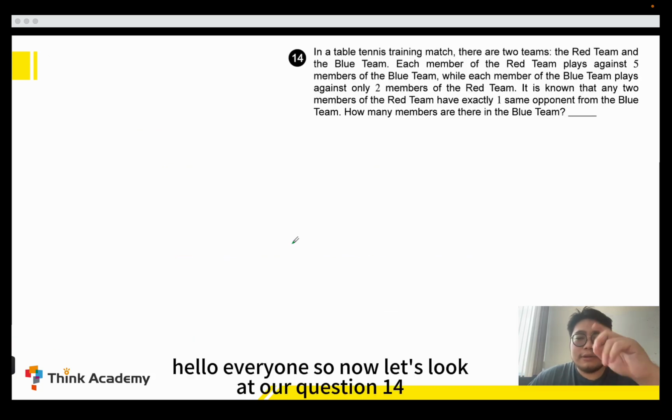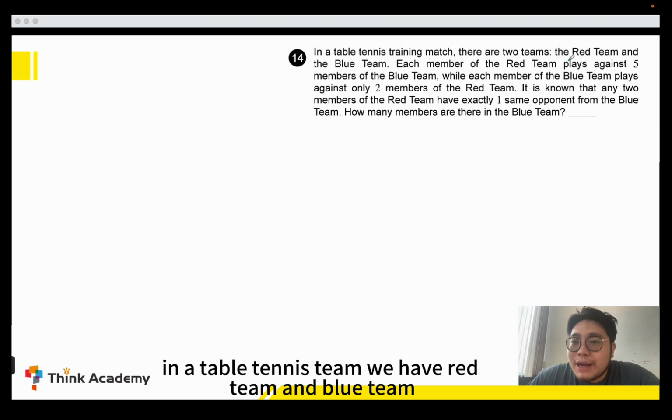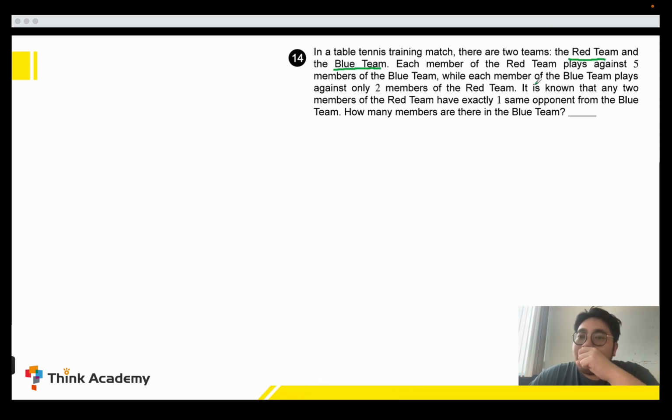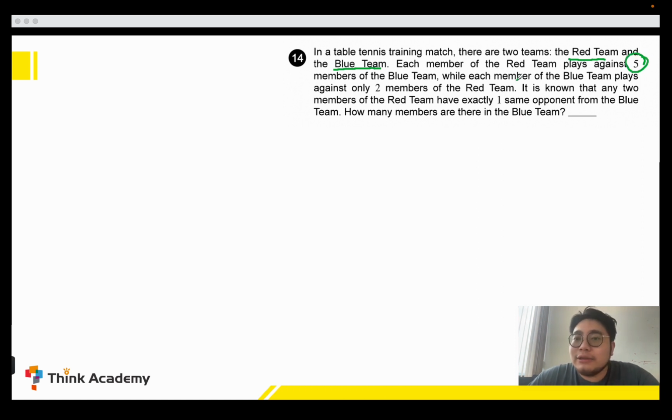Hello everyone, so now let's look at our question 14. In a table tennis team, we have red team and blue team. Each member in red team plays against 5 members of the blue team, and each member of blue team plays only 2 members of the red team.